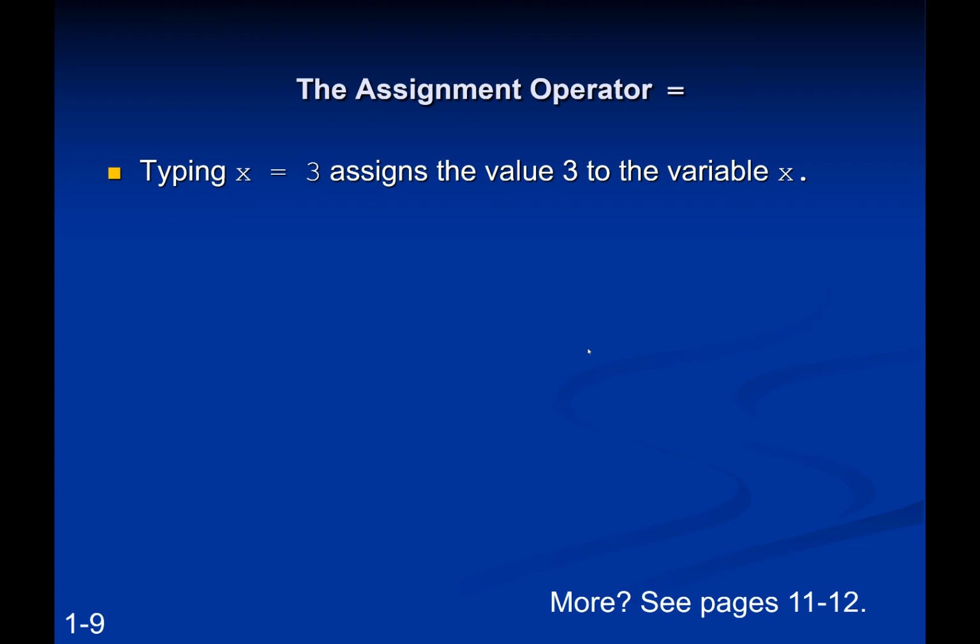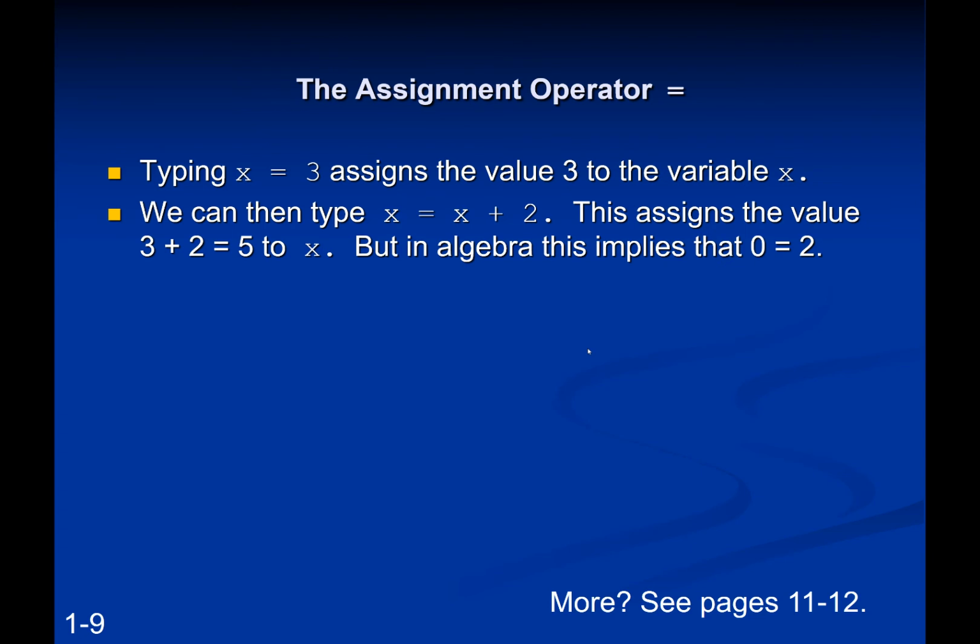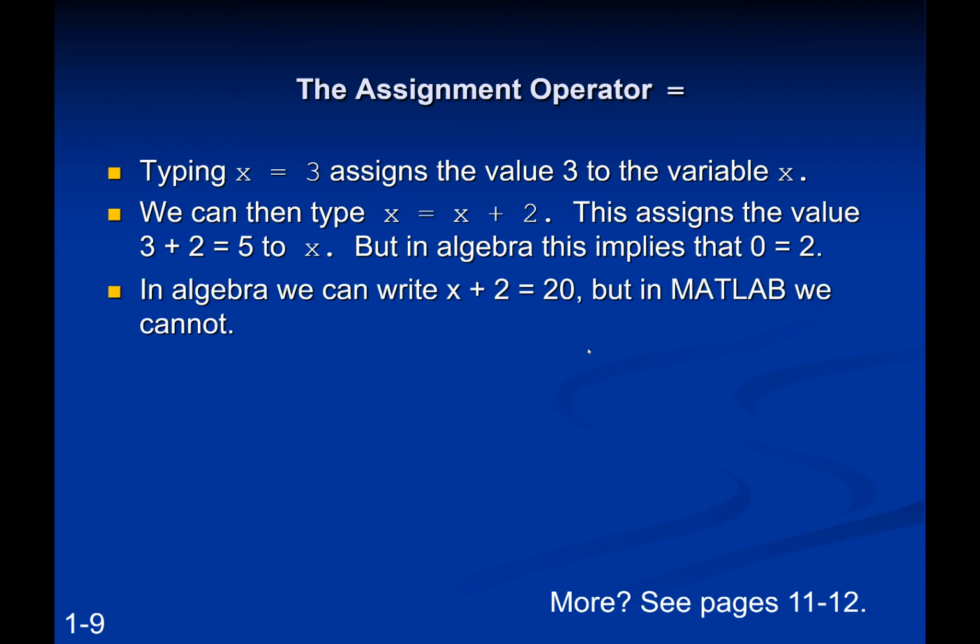We could use an assignment operator either in the command window or in a script. So when we type x equals x plus 2, that's kind of an interesting one, but it works the same in a computer program. x equals 3 is fine, but x equals x plus 2 doesn't make sense in an algebra course, because x can't equal x plus 2 unless x is equal to 0. But in programming languages it does make sense, because it takes whatever was in x, adds 2 to it, and puts it back into x.